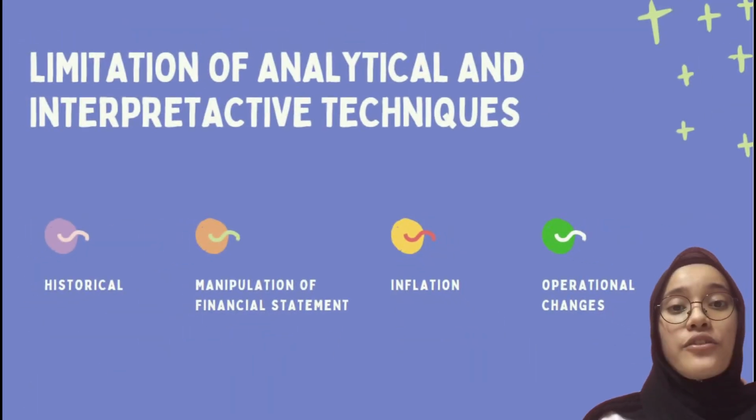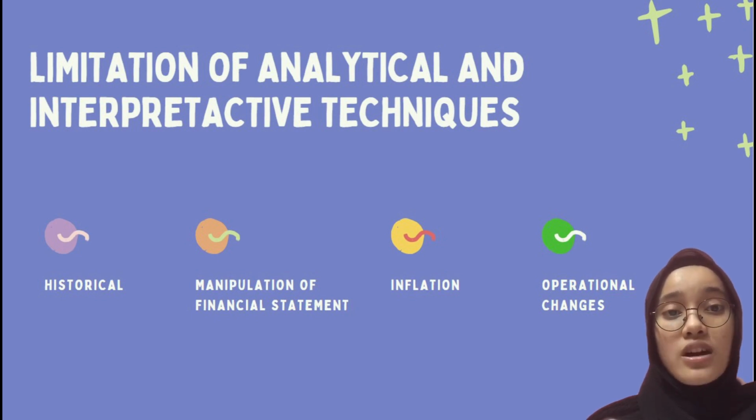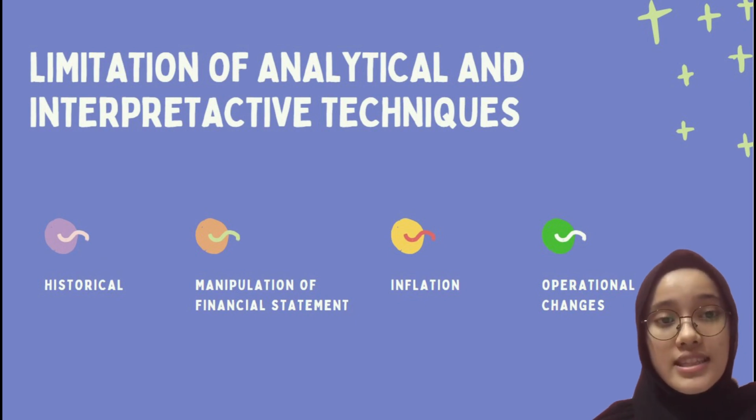Explain to you guys two limitations only, which are historical and also manipulations of financial statement. Okay, so for historical, all the information used in calculating the ratio analysis is derived from actual historical results. So, therefore, the ratio analysis metrics do not necessarily represent future company performance. However, it can be used to compare historical results for consistency.